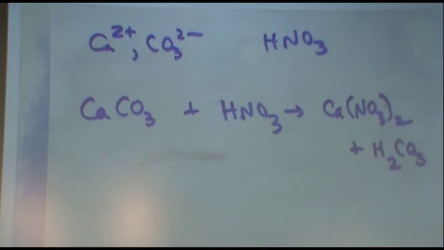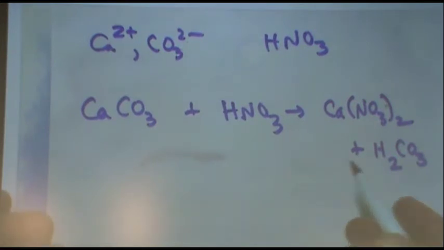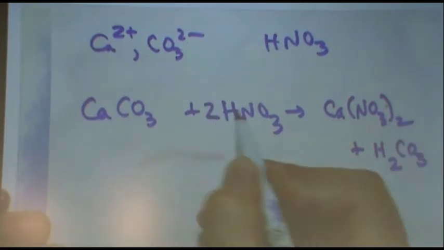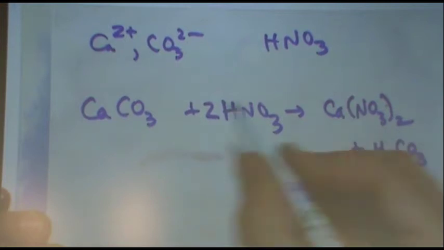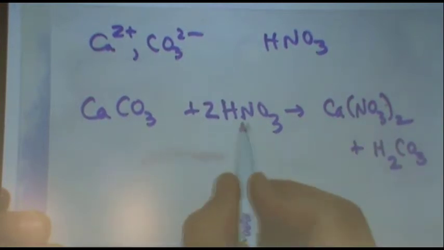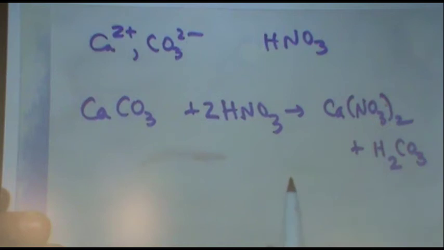There's a bunch of stuff that's going to happen right now, but let's just take it one at a time. The first thing you want to do is write the reaction and balance it. So we wrote the reaction. Let's balance it. 2 nitrates, so you're going to put a 2 here. 1 calcium, 1 calcium. 2 nitrates. Oh, we did nitrate already.